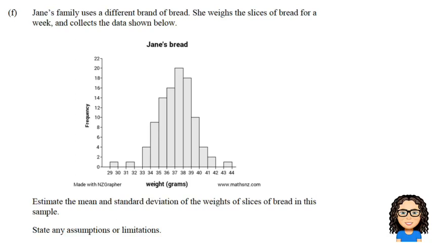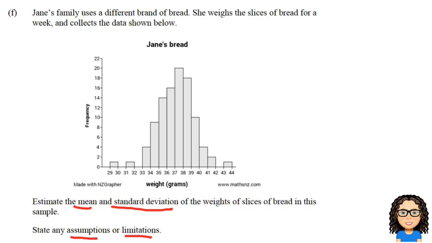So here's our question. We've got a graph here of a different brand of bread that Jane uses. She's weighing the bread and she's got the data collected. So we've been asked to estimate the mean, estimate the standard deviation of these weights, and then talk about any assumptions or limitations. So let's start by looking for the mean.